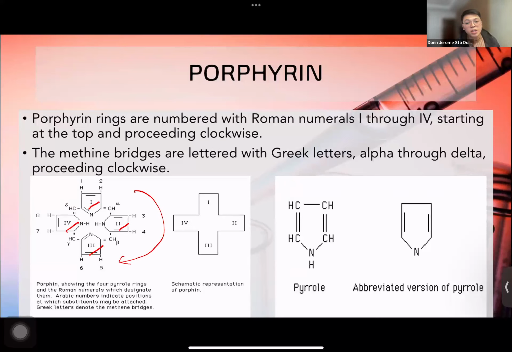The methine bridges, the ones that connect your pyrrole rings, are labeled with Greek letters. The labeling is also clockwise. So it's alpha, beta, gamma, and delta, again proceeding in a clockwise direction. Clear? It is very important to remember the structure because later on, when we discuss the synthesis and degradation, you will see the importance of the structure.